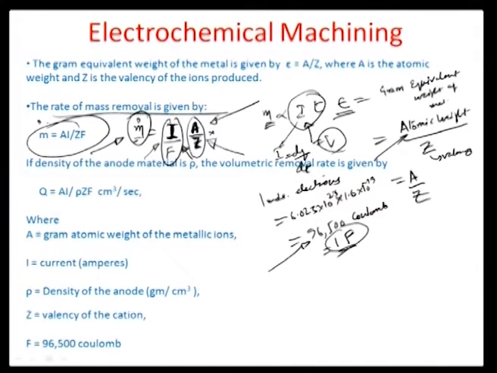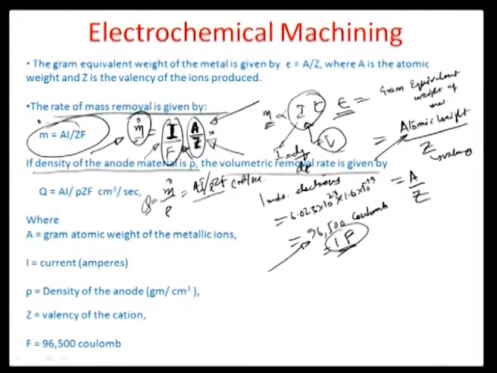So if we assume further that the density of the anode material is rho, there can be an estimation of the volumetric removal rate. So it can be given by m dot by rho. Okay. So the rate of change of mass per unit density, giving thereby the volume rate which is being emanated. So this can be represented as AI by rho Z F, and the units of this could be in centimeter cube per second.